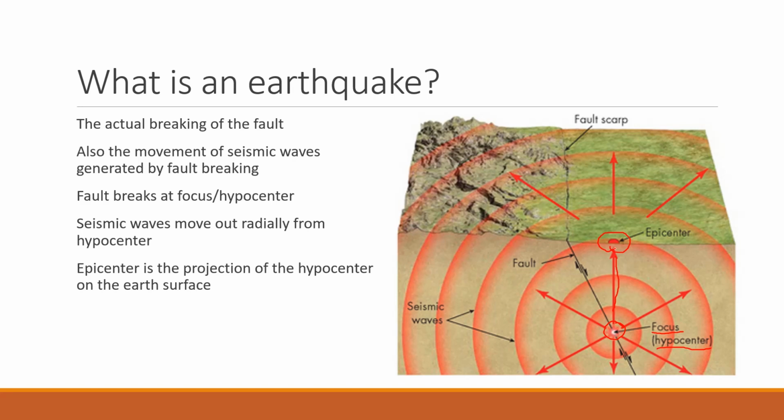The way I keep them separate is that epi means surface. It's like your epidermis, which is your skin, your surface layer. Whereas hypo is center, so that's going to be where it's actually starting. Focus is the other term for that. And again, the seismic waves will move out radially in all directions. They may move faster or slower in certain directions, but they go in all directions, including down into the earth.